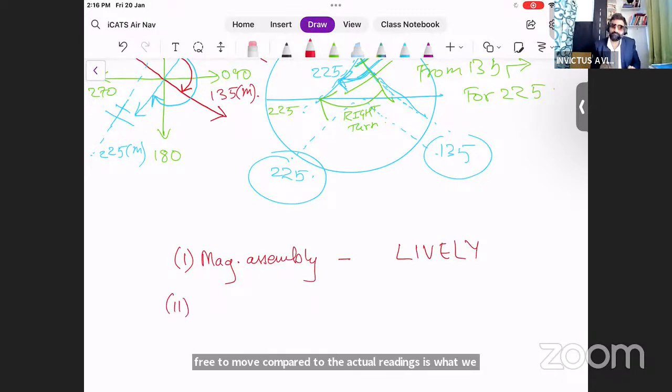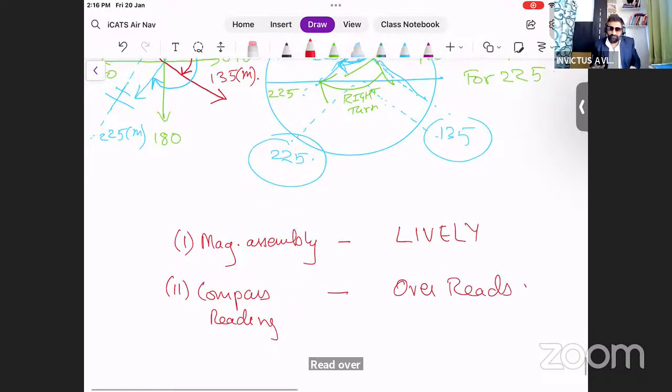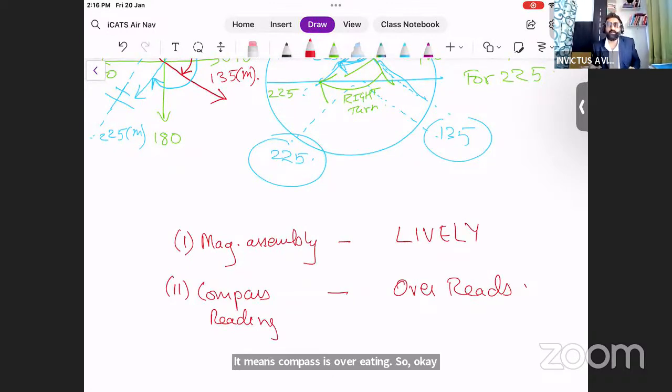Second element, compass reading, is it? Yes, sir. Thank you. Compass reading, overread or underread? Overreads. It means the compass is overreading. So wherever I want to be, the compass will show me extra if I choose that to roll out. It means I'll have to roll out early probably, or maybe later. I don't know. Let's figure it out.